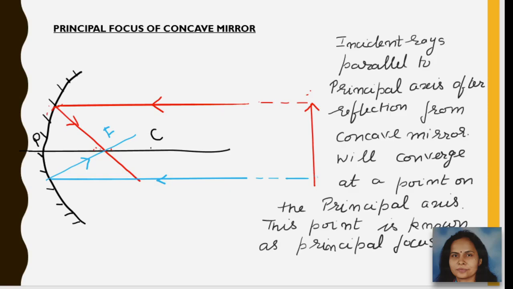So the definition for the principal focus of a concave mirror is: incident rays which are parallel to the principal axis, after reflection from the concave mirror, will converge at a point on the principal axis, and this point is known as the principal focus. So this is how we can define the principal focus of a concave mirror.